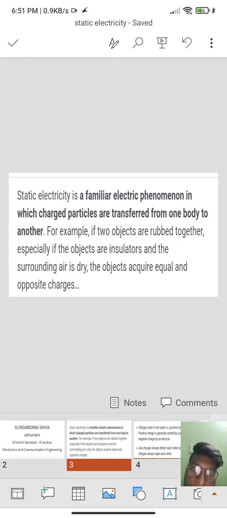Static electricity is produced when two objects are rubbed together, especially if the objects are insulators and the surrounding air is dry. The objects acquire equal and opposite charges.